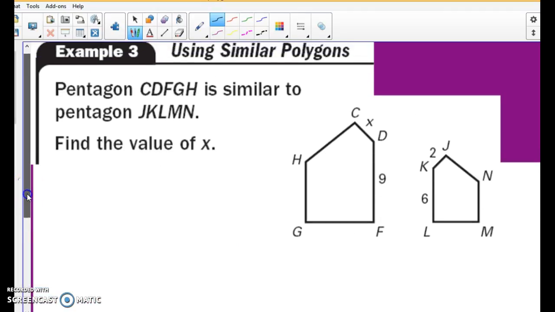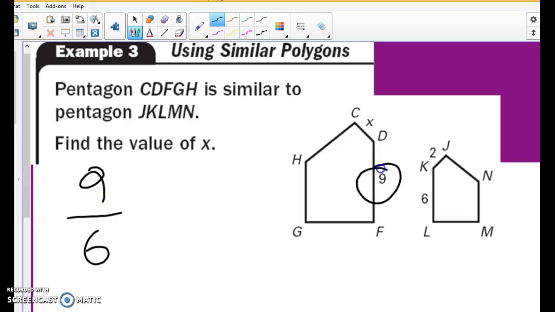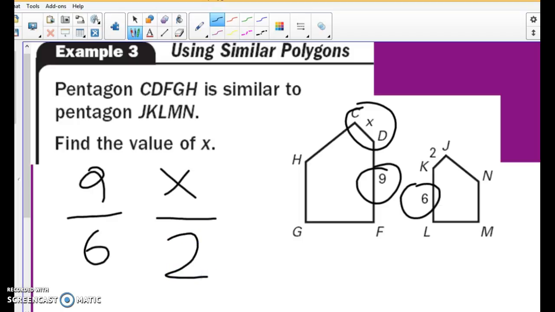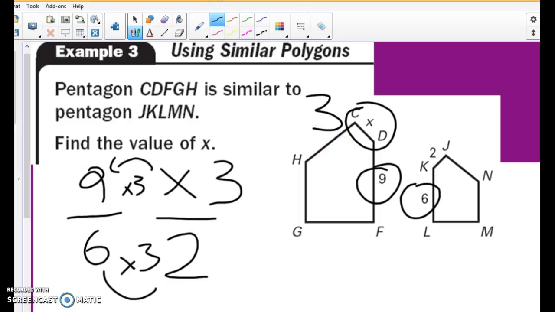Sometimes they're going to ask us to find the missing length. So they're saying this big trapezoid is 9 to 6, because here's my 9 and here's my 6. Well, what's going to be the length of this smaller side, my x? I know that it should be x over 2. From 2 to 6, I'm going to multiply by 3. So from x to 9, I also need to multiply by 3. That is going to be 3 over 2. So 3 over 2 is the same as 9 over 6. So I know this missing x is going to be 3.